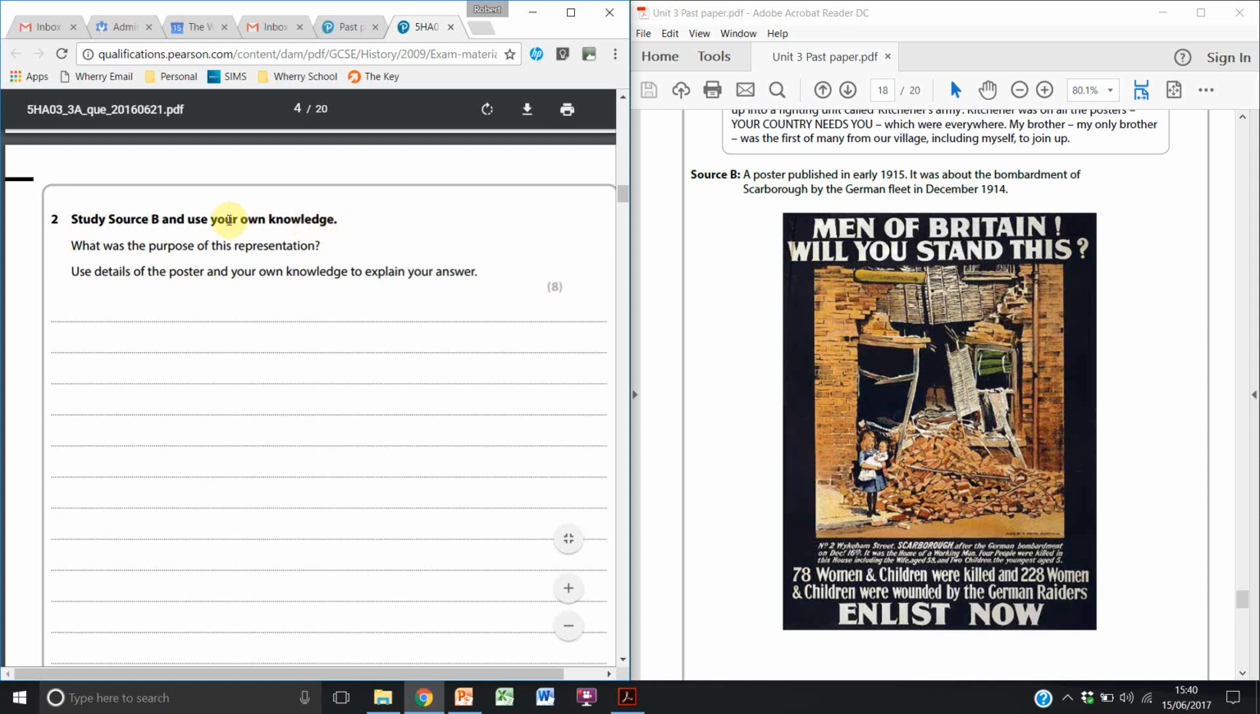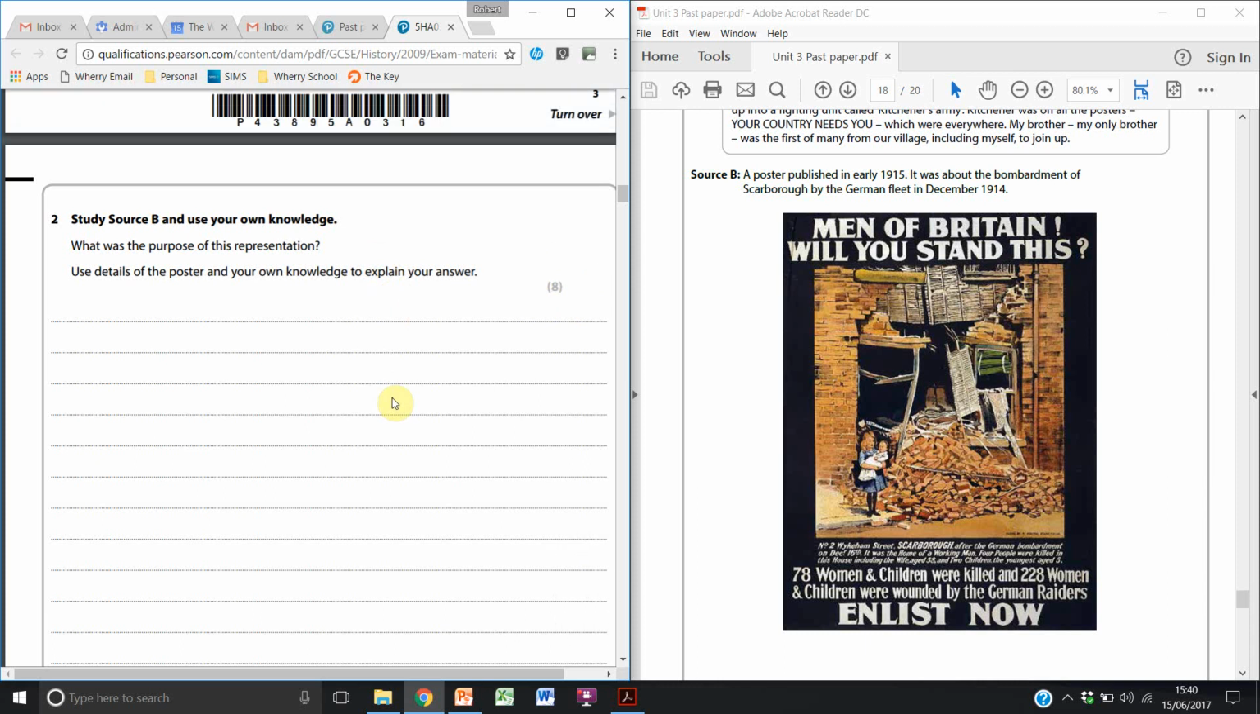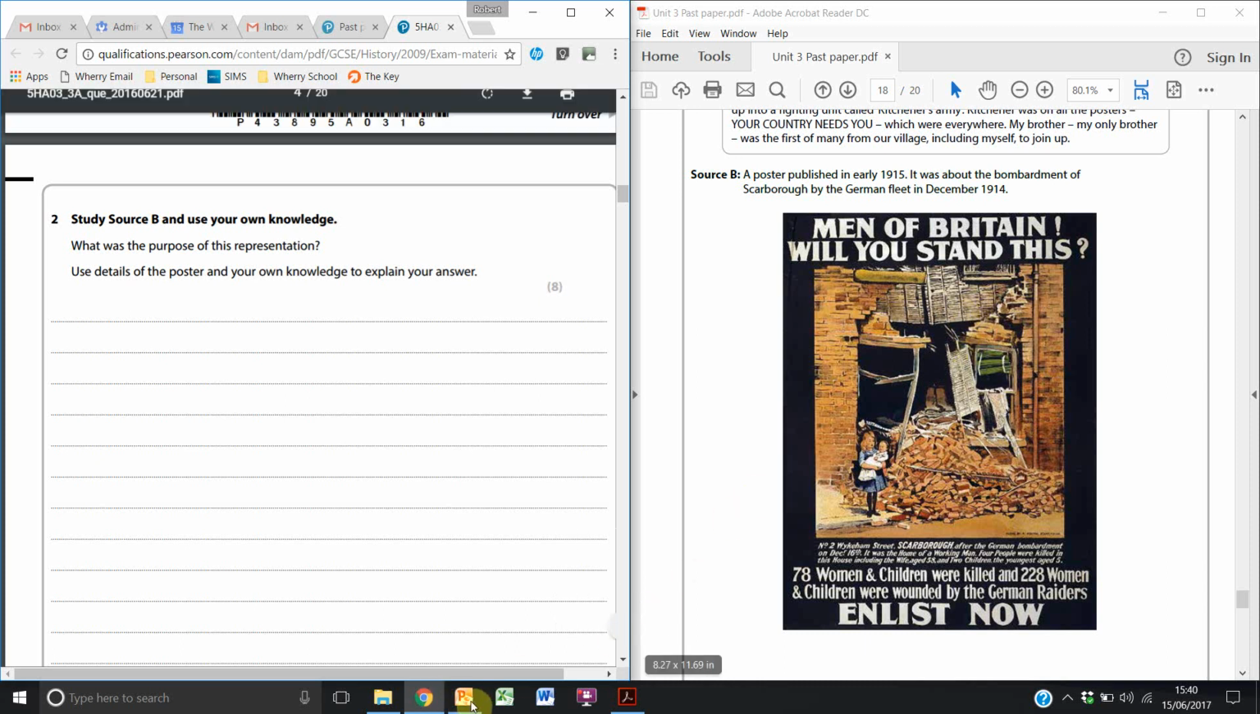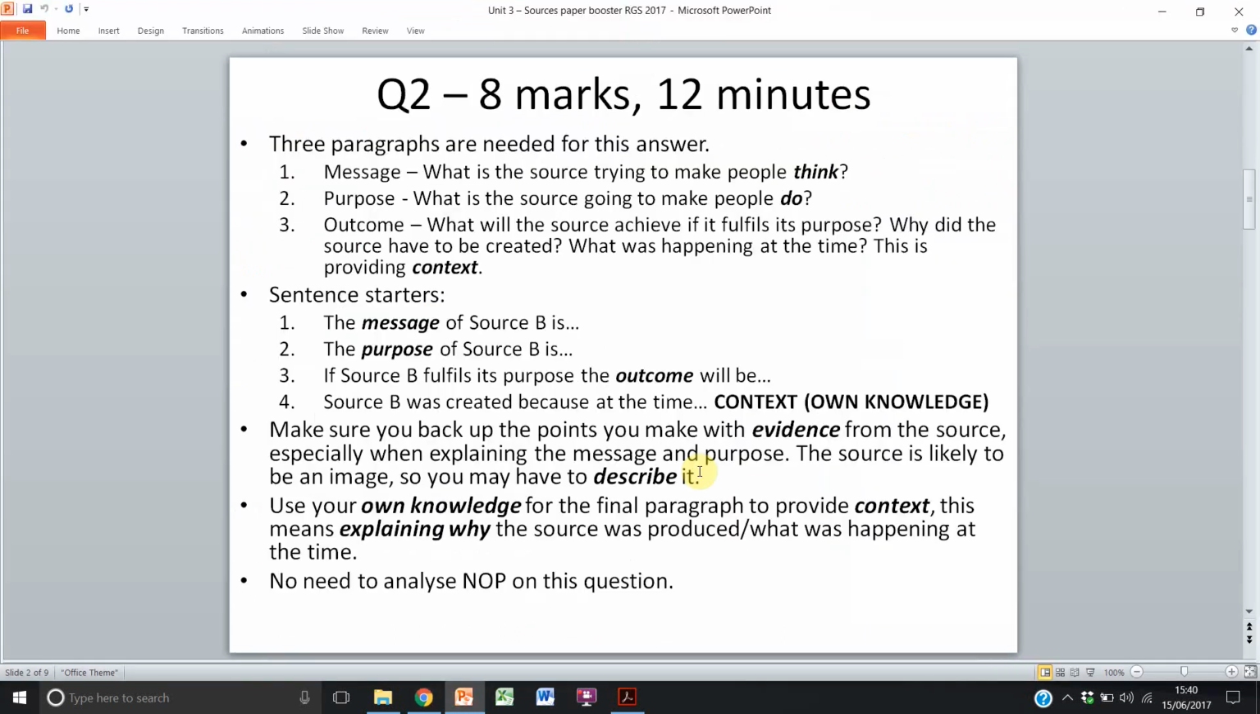Okay, so for this question, if you want to get close to 8 out of 8, you must make sure that you use details from the source and you also use your own knowledge. And the question is, what was the purpose of this representation? Why was this made? And it then says, use details of the poster and your own knowledge to explain your answer. Now for this question, I would recommend that you spend a maximum of 12 minutes.